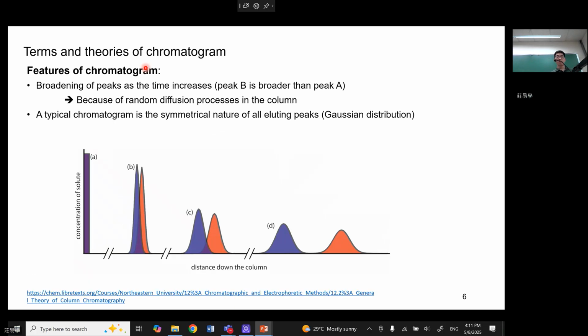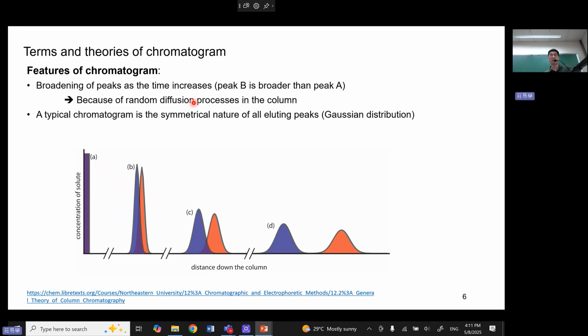Okay, so some features of a chromatogram. Generally speaking, for compounds that get eluted at the very beginning, usually the shape of the peak would be relatively sharp. This is one of the key features of chromatography. For peaks appearing at the very beginning of the chromatogram, the shape tends to be sharper.